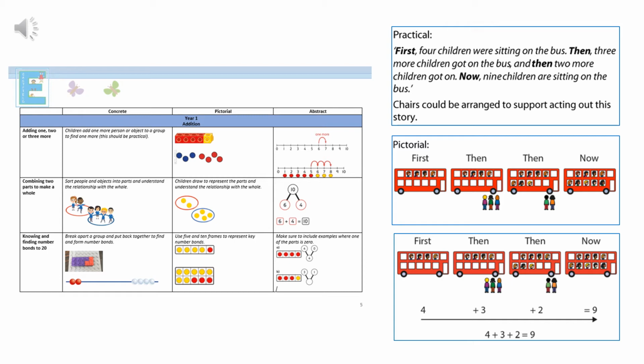Abstract is how most people view maths. In the example shown, it's the written equation 4 add 3 add 2 equals 9.